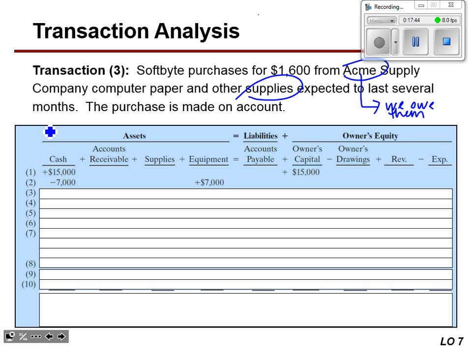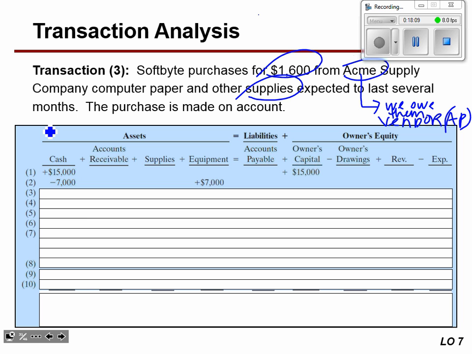And what do you think is the account when we owe somebody? Accounts payable. Why is it not accounts receivable? Is Acme our customer? No, they are one of our vendors. So AP. What's going to go up? Oh, and what's our number? 1,600.